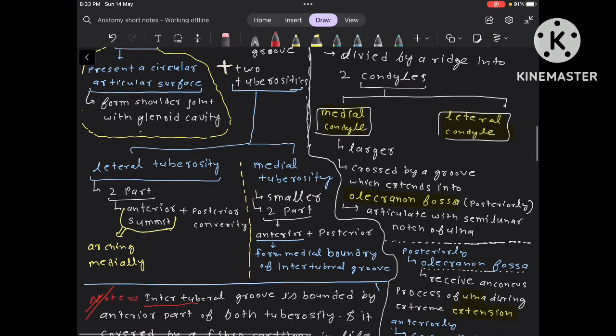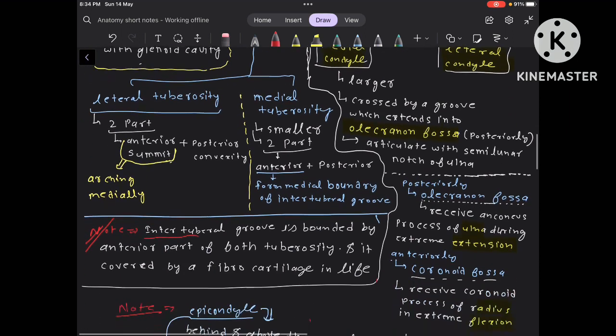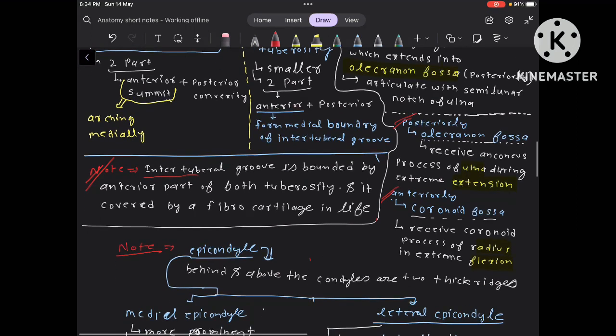In the distal extremity, there are two fossae: the olecranon fossa posteriorly and the coronoid fossa anteriorly. The olecranon fossa receives the anconeus process of the ulna during extreme extension. The coronoid fossa receives the coronoid process of the radius in extreme flexion.